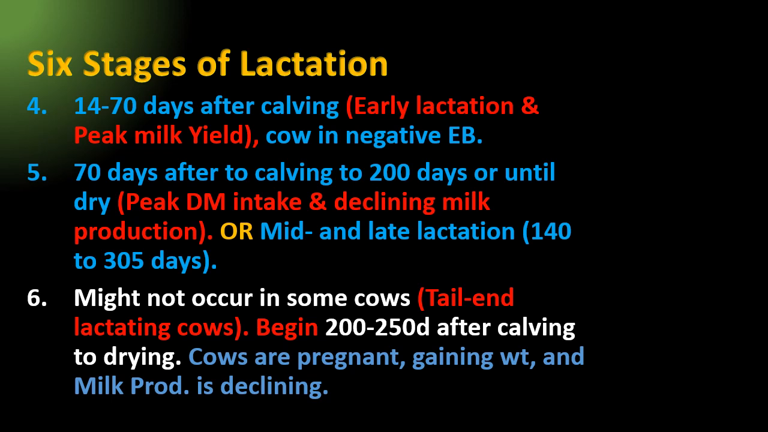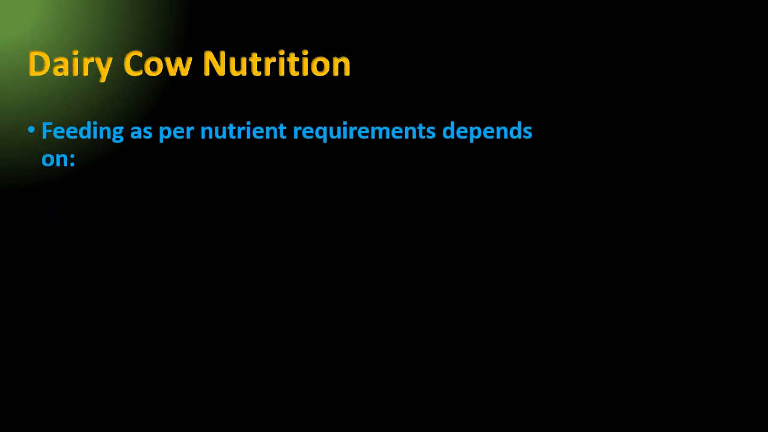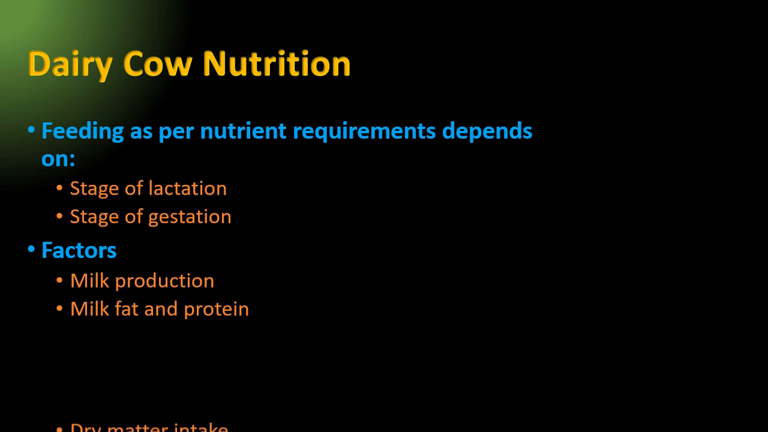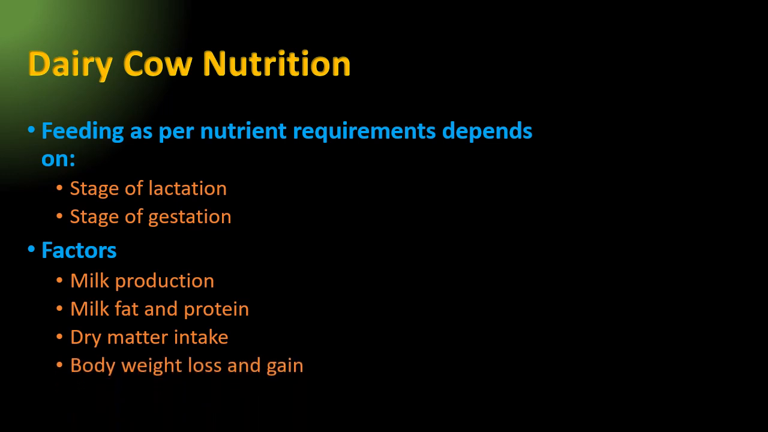Dairy cow nutrition is based on the nutrient requirement, and feeding as per nutrient requirement depends on the stage of lactation and the stage of gestation. There are 4 key factors that change as the cow moves through the 6 phases of the gestation and lactation cycle. These 4 factors are: number 1, animal milk production; number 2, milk fat and protein contents; number 3, the dry matter intake of the animal; and the last one is body weight loss and gain.